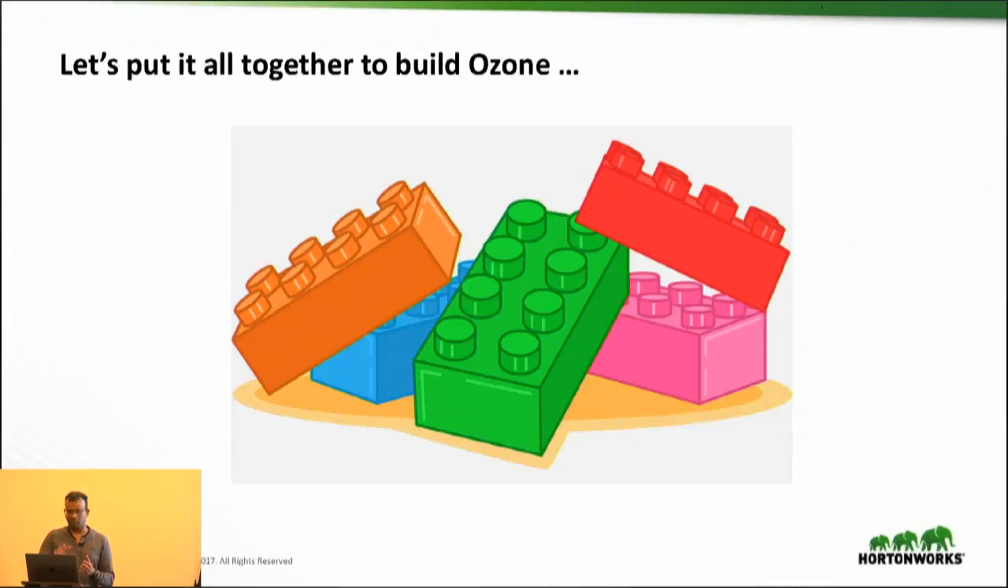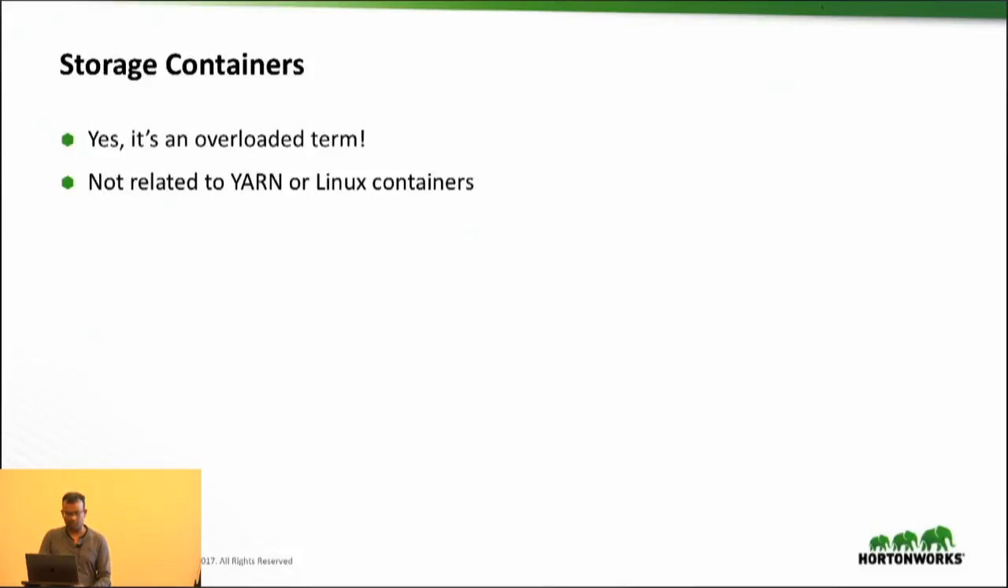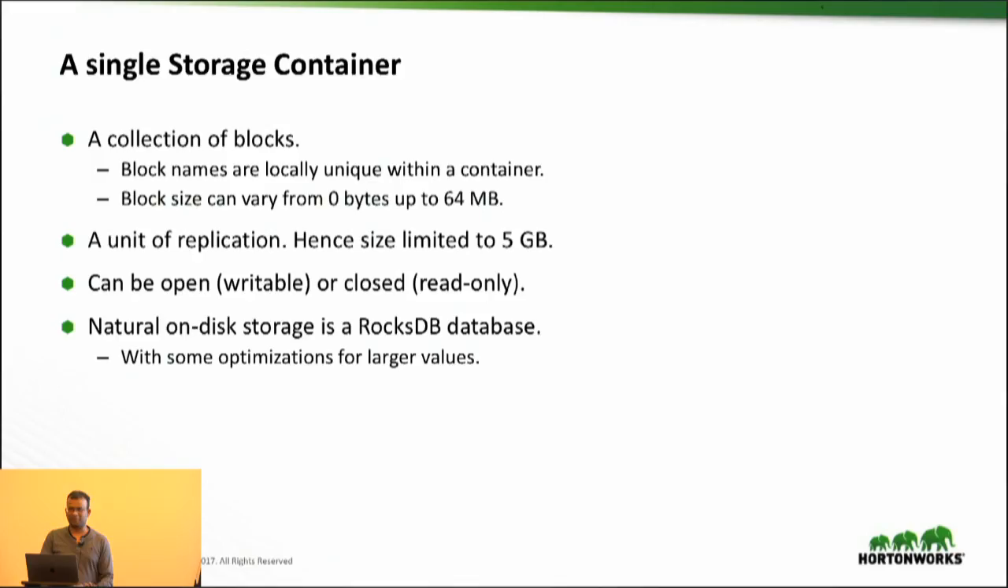All right, so I'll go through each of these building blocks one at a time, and then we'll see how we use them to build up Ozone at the end. So we start out with storage containers, okay, not related to YARN or Linux containers. A single storage container is very simple. It's just a collection of keys and values. It's a collection of blocks where the key is the name of the block and the value is the block data. The data is just a blob that's transparent to the container.